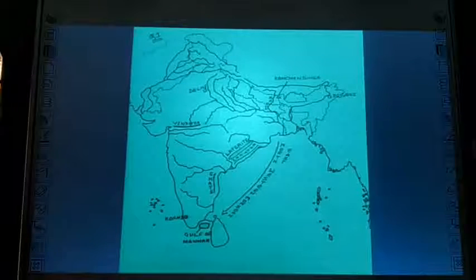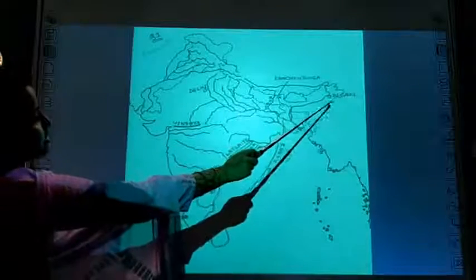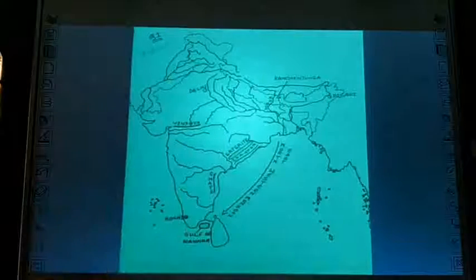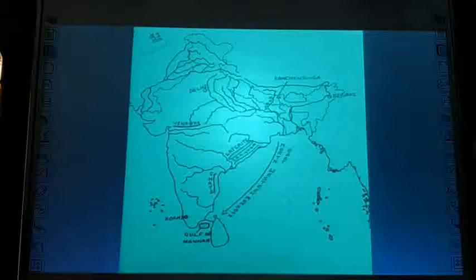Mark and name the oldest oil field of India. Now, the oldest oil field of India is Digboi. See here, Digboi. Okay. Digboi is also known as the oil city of Assam because the first oil well in India was drilled here.